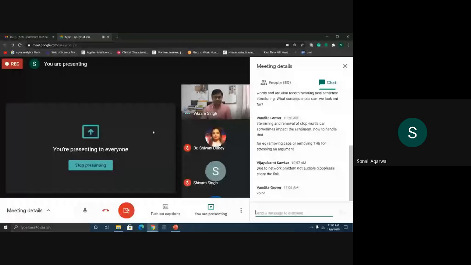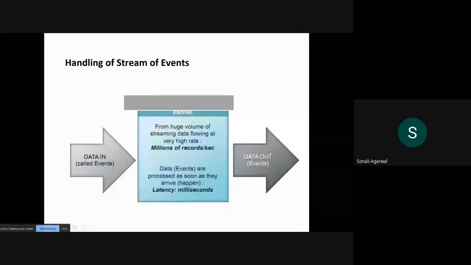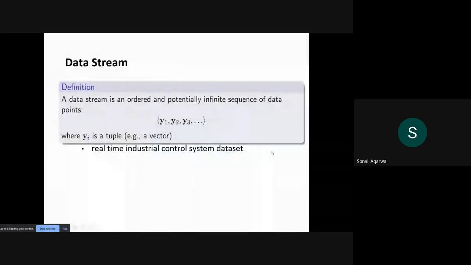Okay, let me continue from where we lost the connection. So I was discussing this important aspect of big data, that is data streaming. Basically, these data streaming applications are very commonly used nowadays, and it is really challenging to retrieve the information from data streams.